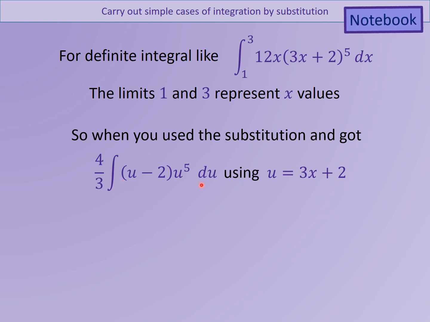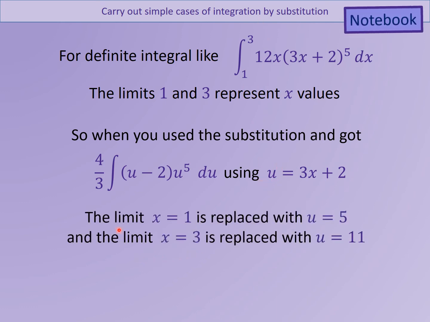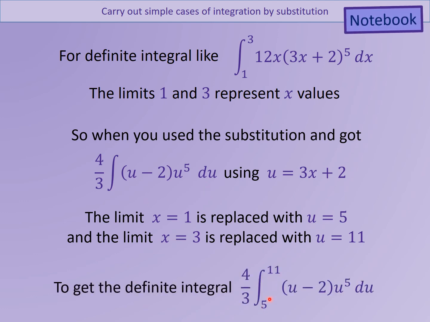So it'd be wrong mathematically to put 1 and 3 as the limits on this equation because this equation is in terms of u. So what you can do though is you can replace the limits 1 and 3 for u values. So instead of x equals 1 and x equals 3, you can replace them for u values. So for example, when x equaled 1, you can replace that for u equals 5 because 3 times 1 plus 2 is 5. And when x equals 3, the upper limit, 3 times 3 is 9 plus an extra 2 is 11. So you can rewrite an integral like this, but make sure that when you put the limits in, you use the appropriate limits.